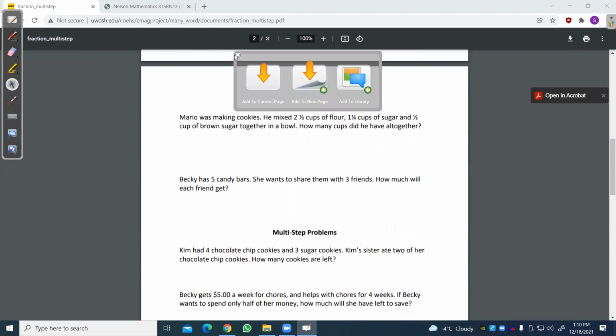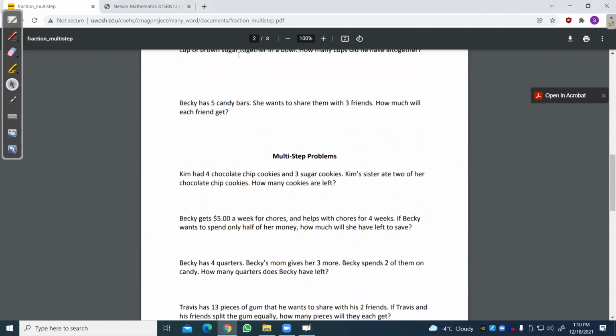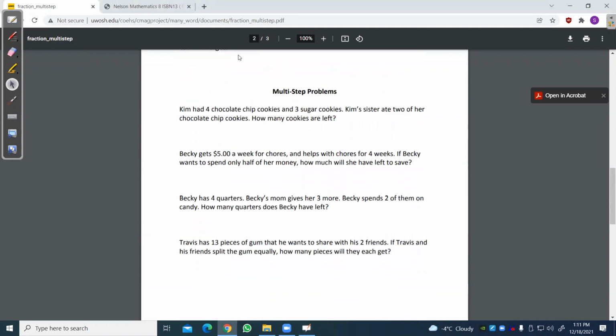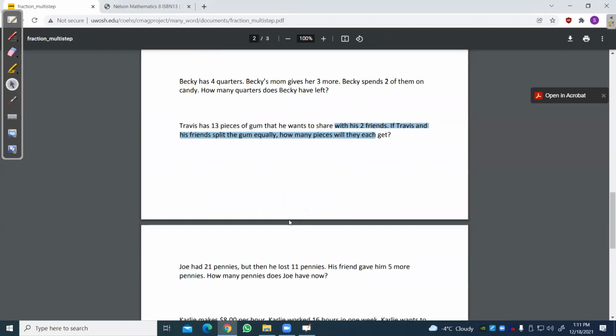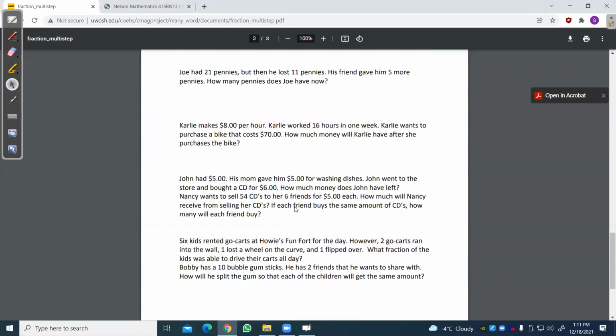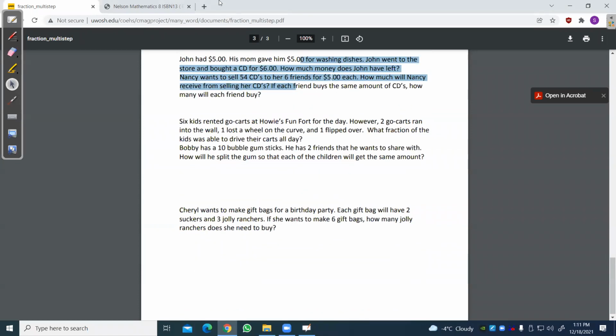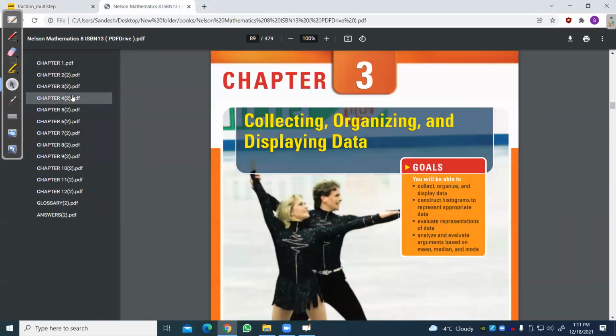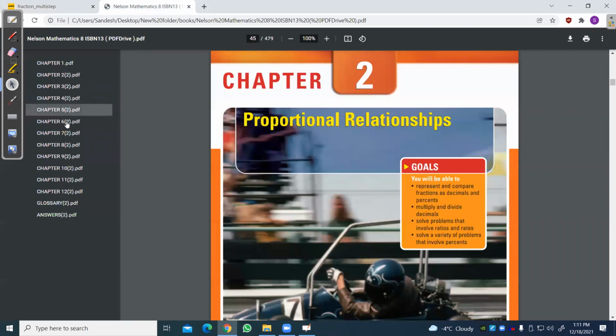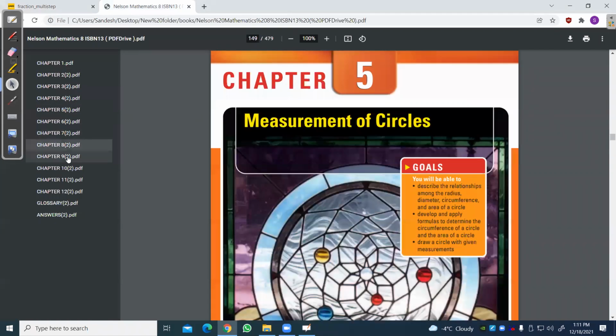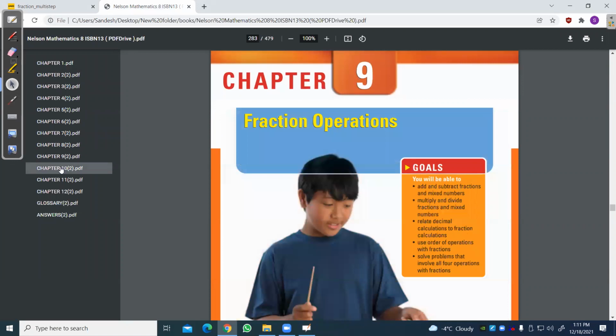I don't know about this question. Let's see if there's some in the book, because these are not really fractions. None of these are really fractions. The word problems are all purely on fractions, right? Fractions is a chapter. There we go.